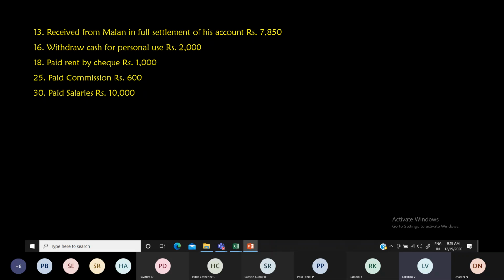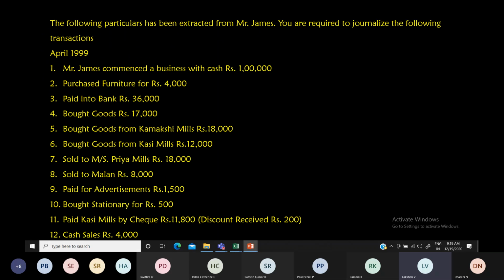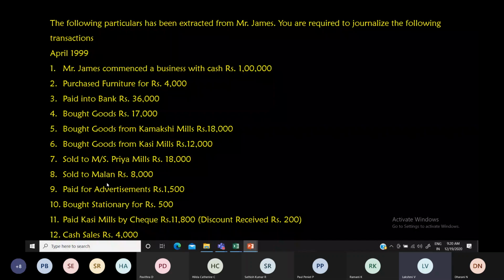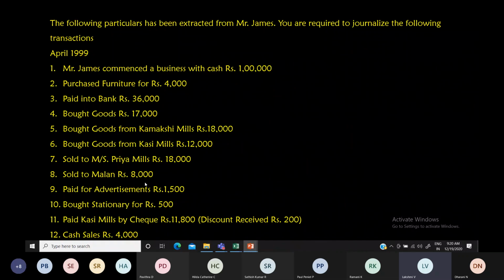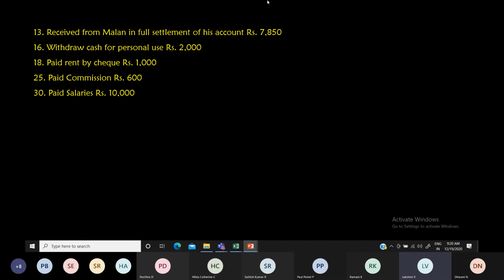Now you are paying. So logically you have to think that "received from Malan" means I have sold to him earlier. If you go through the transactions, you can see on the 8th sold to Malan rupees 8,000. Since you sold for 8,000 on the 8th, it is a credit sale here. So you are receiving from him rupees 7,850 now.